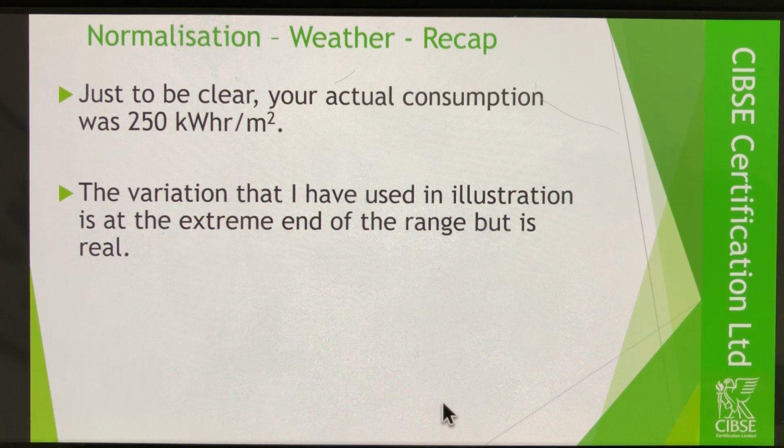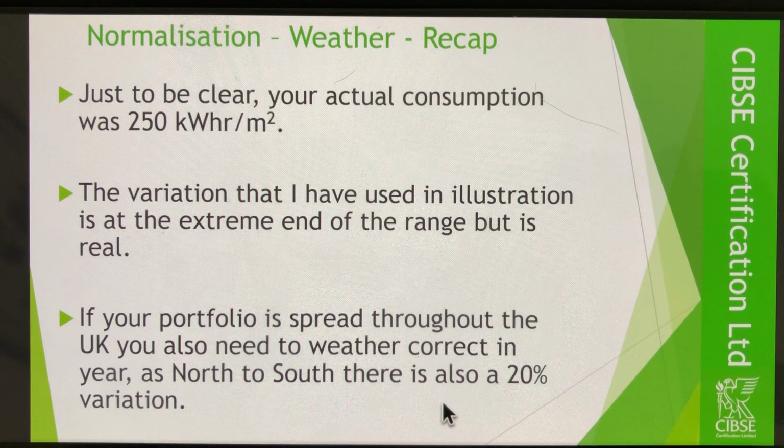In the example I've used, I swung 20% high and 20% low. That is at the extreme end of the range, but you do get that change from year to year. Not every year. Sometimes there's not much change from year to year. It doesn't make a lot of difference to the results. Sometimes it's 5%, sometimes it's 10%, but it can be as much as 20%. So that's why I use those figures in the illustration, just to make the point that it can be a significant difference.